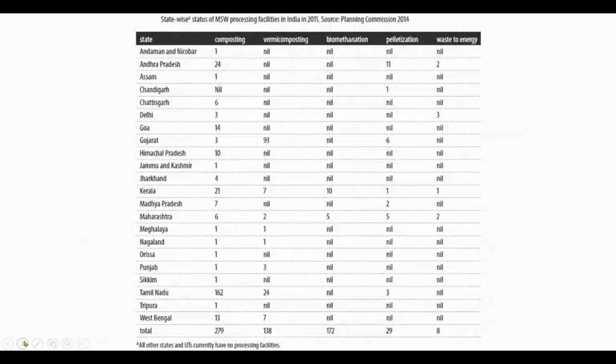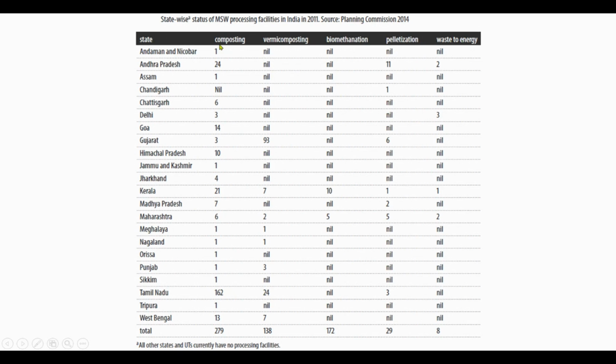So here the state-wise data is there, and it is our interest, right? But what is the interesting fact here? State-wise status of MSW processing facilities in India in 2011. Source is the Planning Commission 2014. This is the work of the Planning Commission. They are thinking about how we can process the waste. So here: composting, vermicomposting, biomethanation, pelletization, and waste to energy.